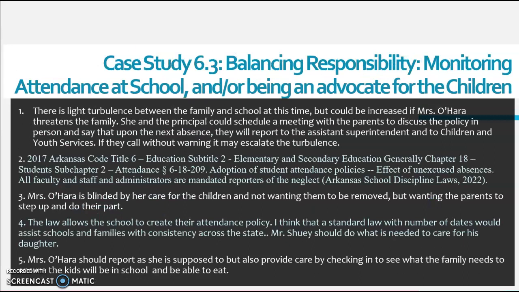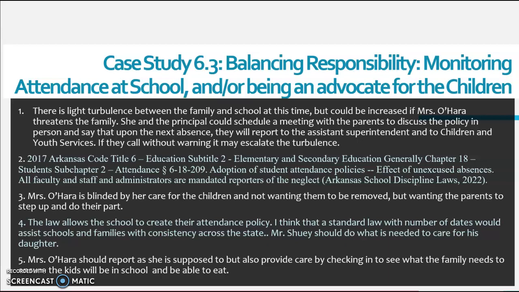There is light turbulence between the family and school at this time, but it could be increased if Miss O'Hara threatens the family. She and the principal could schedule a meeting with the parents to discuss the policy in person and say that upon the next absence, they will report to the assistant superintendent and to Children and Youth Services. If they call without warning, it may escalate the turbulence.